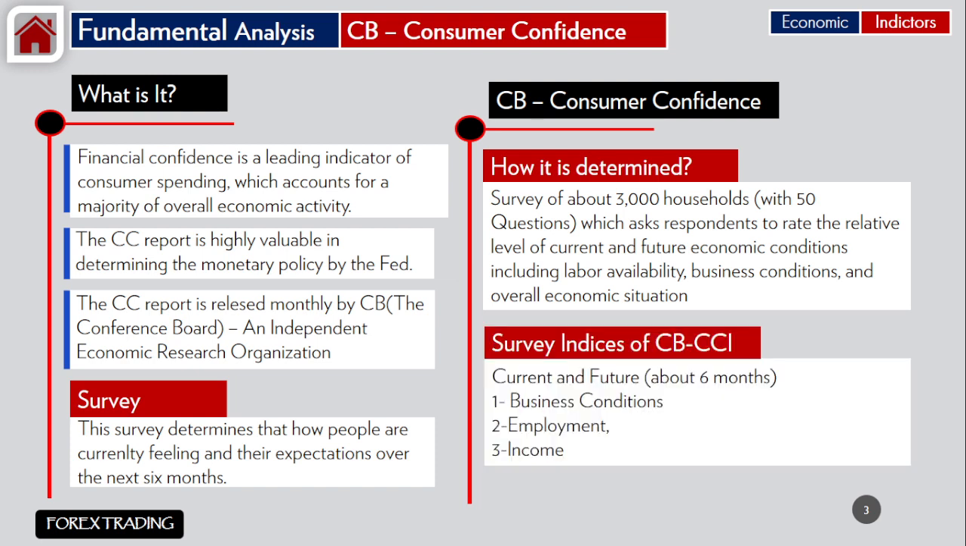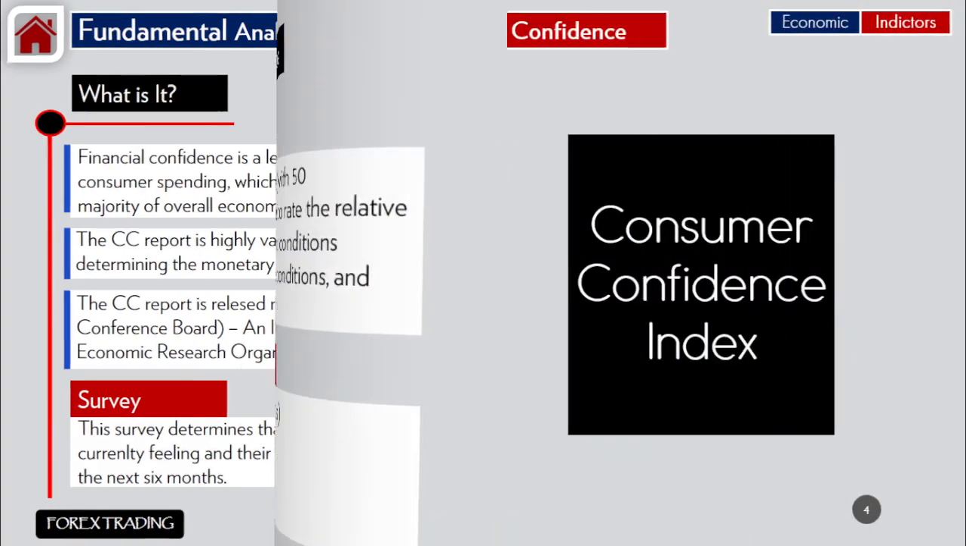And what are the survey indices of the CBCCI? It surveys the current and future economic situation for about 6 months on three factors: number one, business conditions; number two, employment; and number three, income.